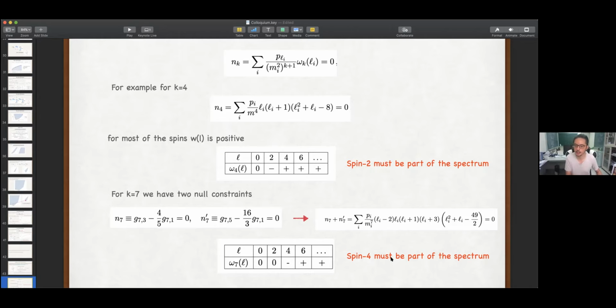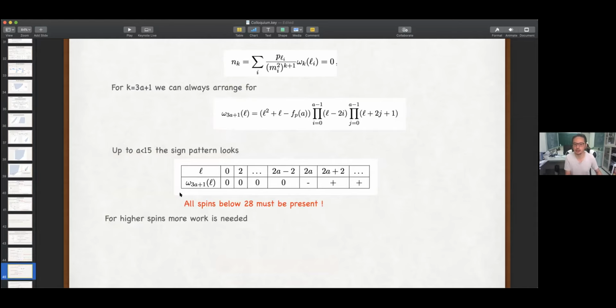So you can do this more and more and more. And you can actually show that anything below spin 28, even spins below 28, must be part of the spectrum. And this is just using this null constraint idea.